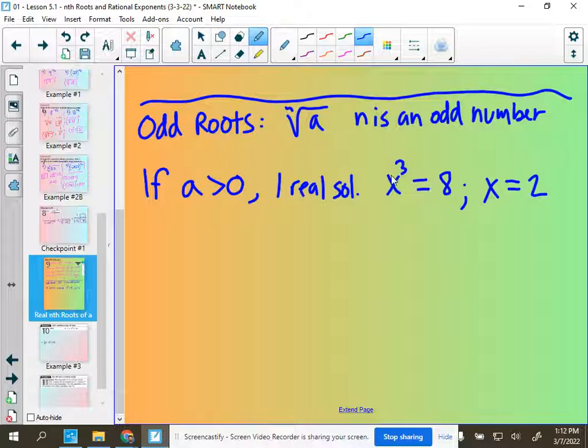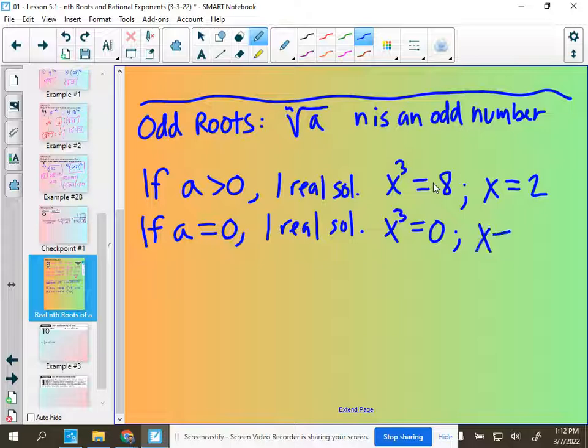2 times 2 times 2 is 8, but negative 2 times negative 2 times negative 2 is negative 8. So that's why. It's not like I'm making this rule up. The math doesn't work any other way. This one stays the same. So if a ends up being equal to 0, we still end up with that same one real solution. It would look something like x to the third power equals 0. You cube root both sides. X equals just a single answer, 0. So that part stays true whether it's an even or an odd root.